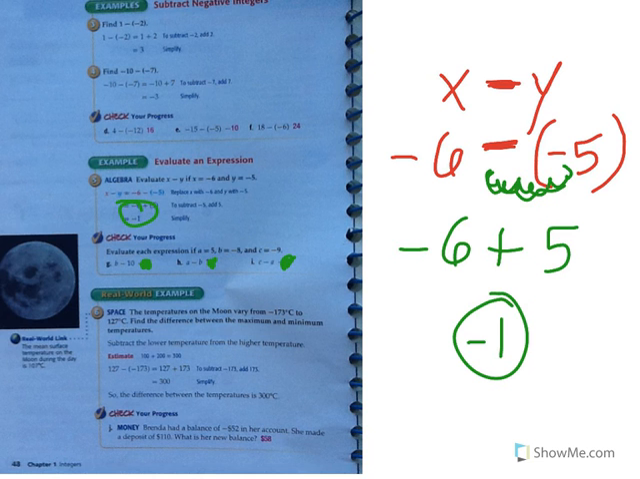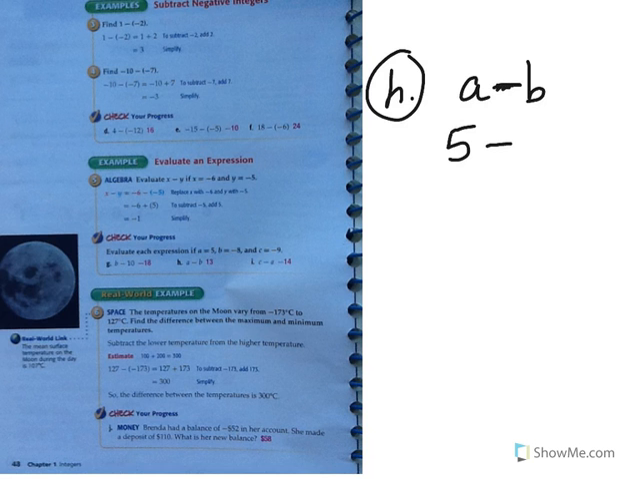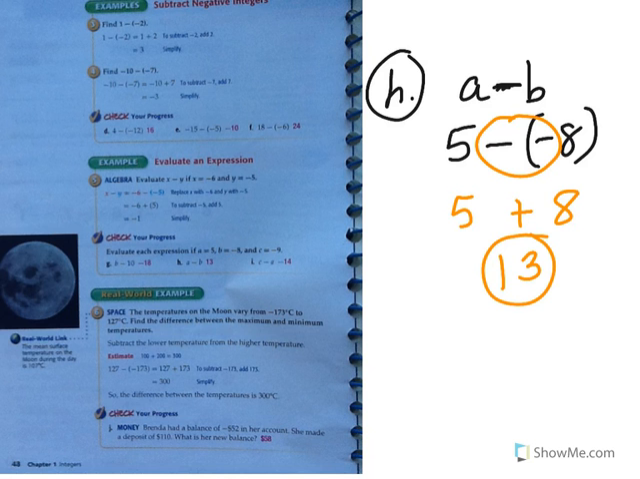First letter G, H, and I, go ahead and try on your own, and I will reveal the answers in a moment. So pause the video. And the answers are: G is negative 18, H is 13, and I is negative 14. Let's do H. A minus B. Okay, A is 5, minus, and B is negative 8. Auto plus. 13.